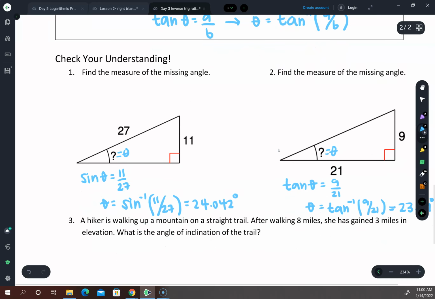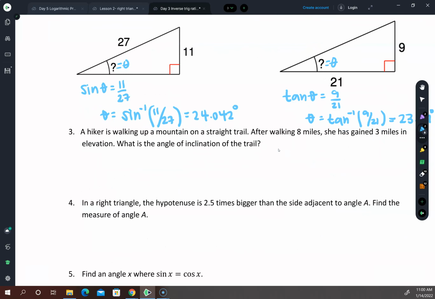Right? A hiker is walking up a mountain on a straight trail. After walking 8 miles, she has gained 3 miles in elevation. What is the angle of inclination of the trail? So how can I figure that out?